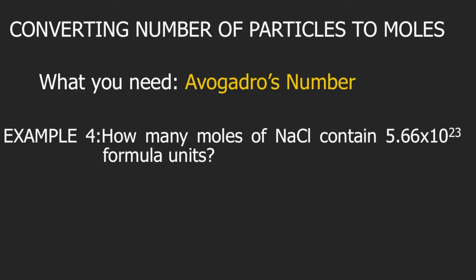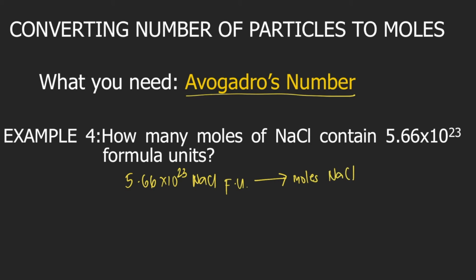Let's try the other way around, converting number of particles to moles. So what we need still is Avogadro's number. So for example 4, how many moles of NaCl contain 5.66 times 10 raised to 23 formula units? So we are given the number of formula units, and we will convert this to moles.